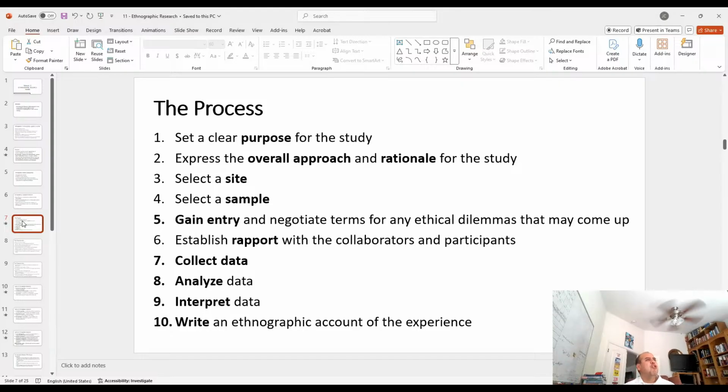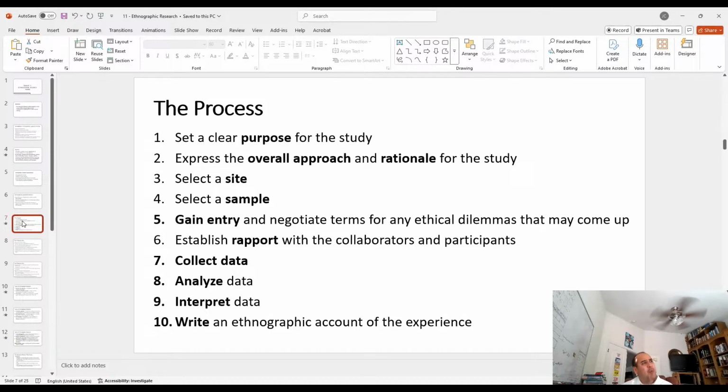You gain entry and you negotiate terms for any ethical dilemmas that may come up. With the Latino therapeutic study, obviously I gained entry because I wrote the grant, and that therapist was on board from the very beginning, but I also had to negotiate entry into the school, right? And they let me into the school. They never were able to share the quantitative data that they gathered on the students. So that was a negotiation, right? What can you share? What can you not share that is ethical, and that also meets HIPAA regulations for the school and that type of thing, right?